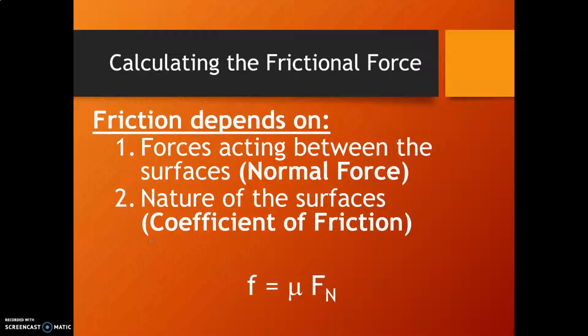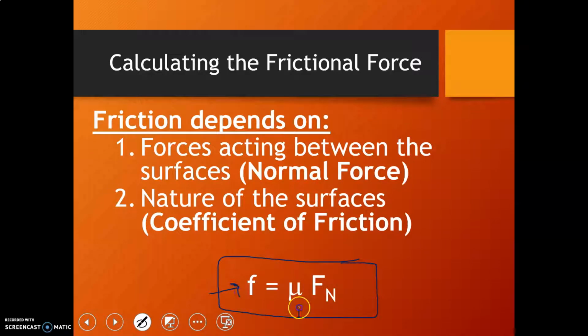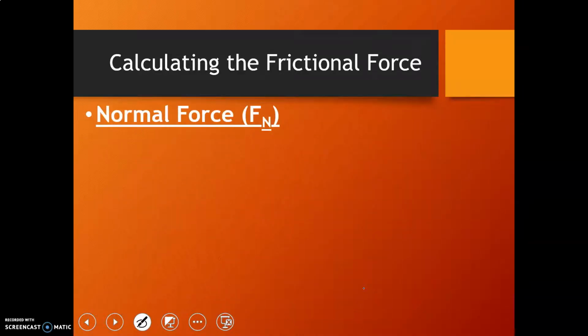The second thing is the nature of the surfaces, so the coefficient of friction. Are the surfaces really smooth, or are they really rough, or is it kind of in the middle? And there is this equation that we're going to be using to solve for frictional force, or maybe you'll have to solve for the coefficient of friction, or maybe sometimes you have to solve for the normal force. So frictional force is equal to the coefficient times the normal force.